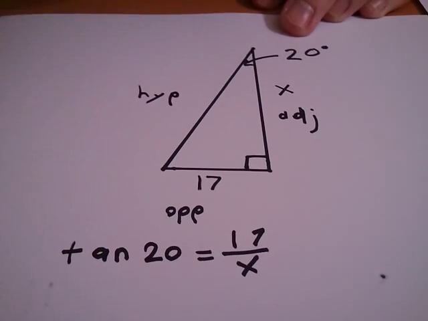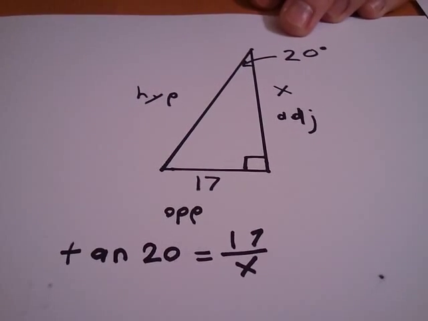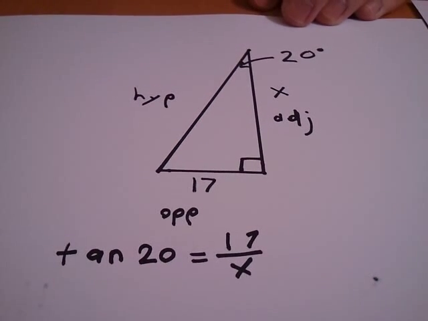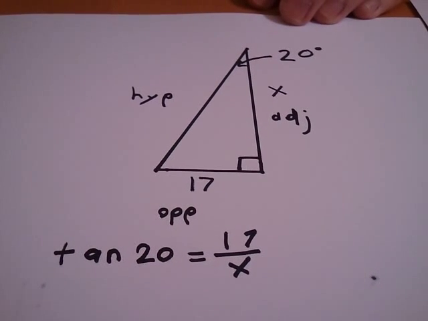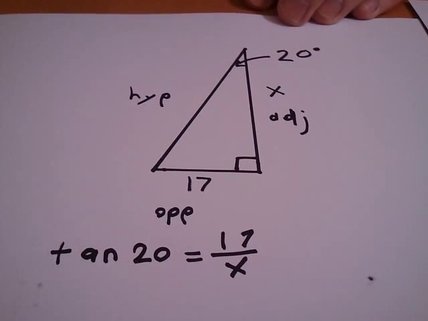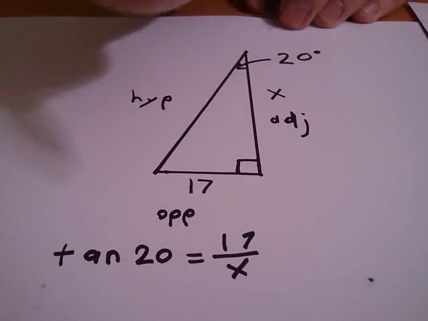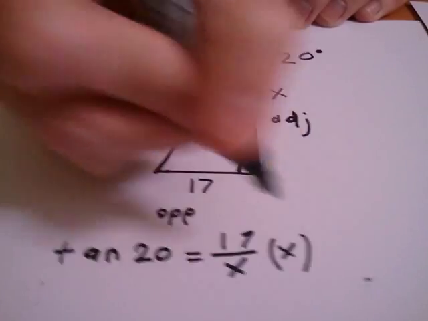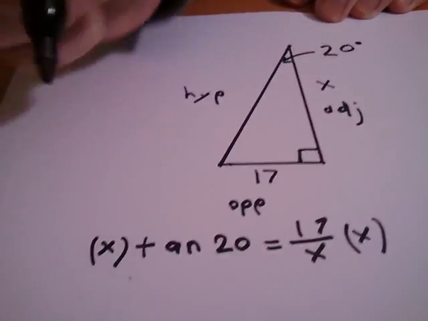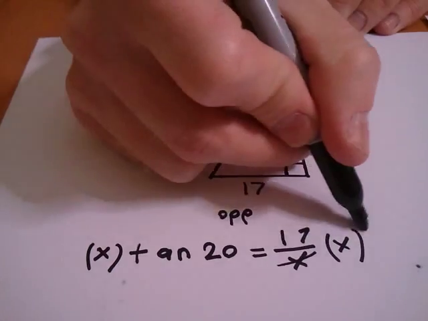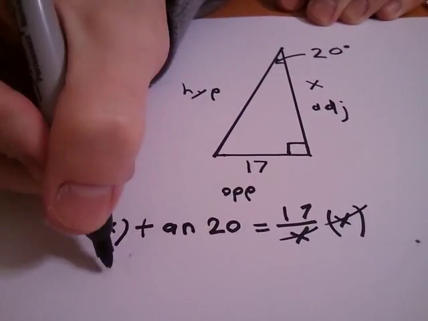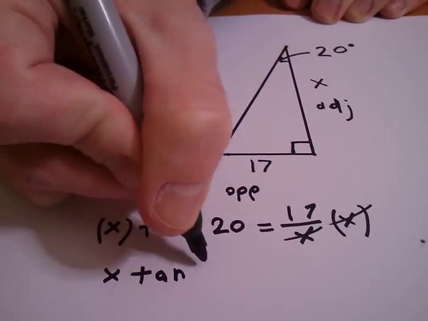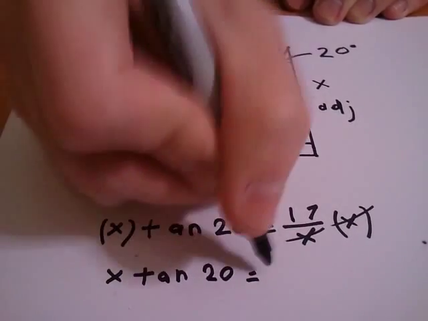Now this becomes an old school algebra problem. How do we solve it? What's the first thing we should do? We want to solve for x. We need to get x by itself, so the first thing we need to do is get it out of that denominator. We're dividing by x. Let's multiply by x so that it cancels out on this side, and we're left with x times the tangent of 20 equals 17.